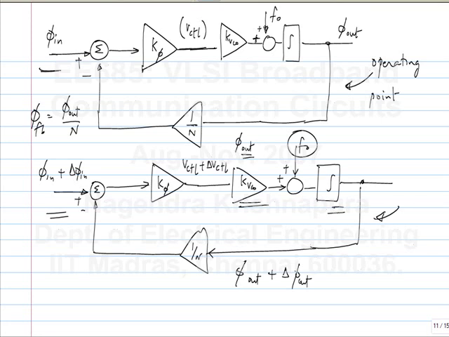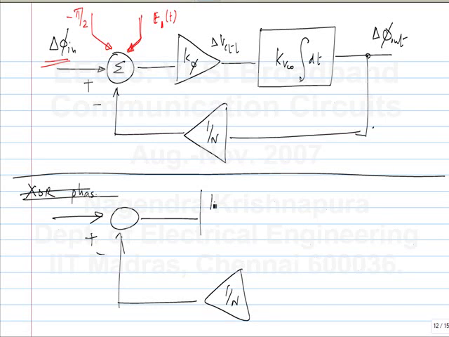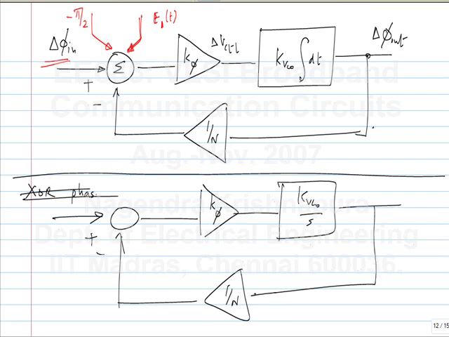So, like someone suggested, consider the disturbance E1(t). What kind of transfer function do you see between E1(t) and the output? In the frequency domain, the same model is 1 over N, K phi, K VCO by s. What type of transfer function do you see from E1 to the output? Is it low pass, high pass, band pass? It will be low pass, right? It is the usual G over 1 plus GH, where G is the forward path gain and H is the feedback gain. So, disturbances in E1(t) will be attenuated to some extent, but we will see if it is really practical to do that.